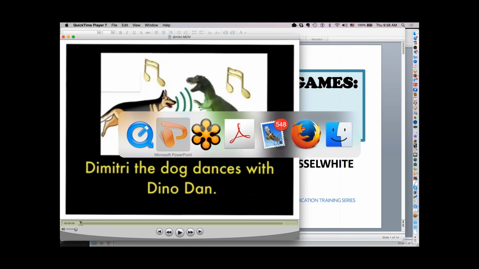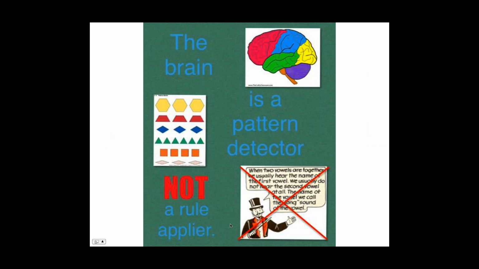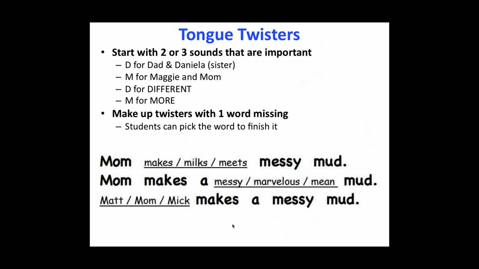Now let's look at the next one, which is a reminder that the brain is a pattern detector, not a rule applier. This is a Pat Cunningham statement, and it's just such a powerful thing. Because the brain is a pattern detector, I did 2 M rhymes, but I also want to look at a different letter. So you've got to have 2 or 3 sounds, because otherwise they just blow it off. They don't listen as carefully if everything starts with M. So we have D as well. So D might be for Dad and Daniela, the sister. M for Maggie and Mom. But D is also for that word different, and M is for more.